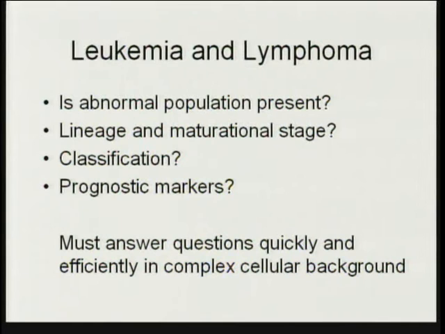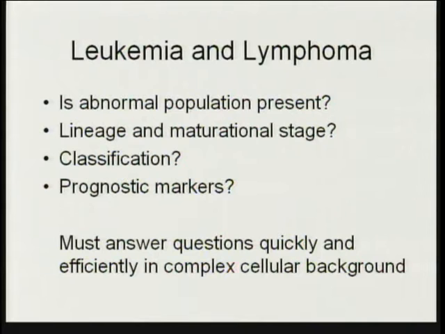In addition, for leukemia and lymphoma analysis, we're actually asking a number of different overlapping kinds of questions, such as, is an abnormal population actually even present in the sample? Yes or no? If there is an abnormal population present, then what is the lineage of that population? Are these B cells, T cells, myelomonocytic cells, etc.? And what's their maturational stage? Are they relatively immature? Are they relatively mature? Are they somewhere in between?